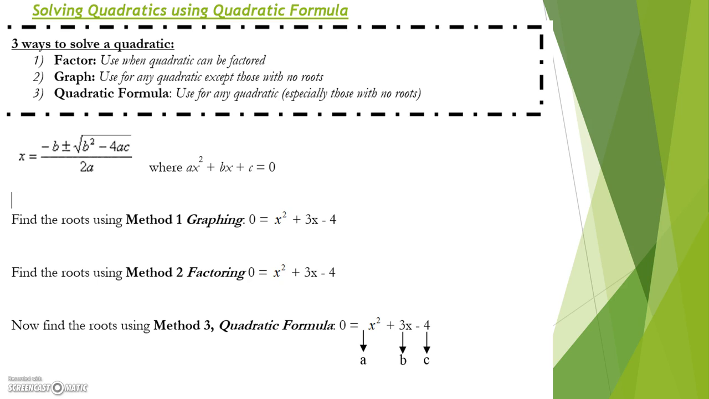So the quadratic formula is this big long thing right here. The a, b, and c come from the numbers before the x squared, the x, and the number that stands alone. So I'm going to show you that all three methods can get the same answer.